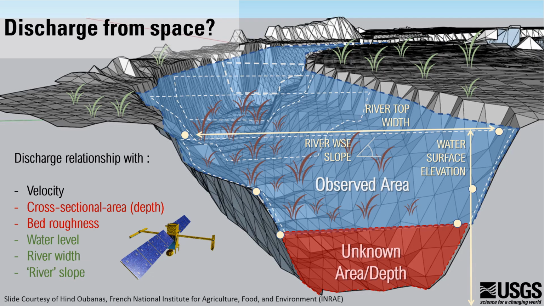SWOT is also one of the first satellites that we can really look at stream flow from space, which is very exciting. SWOT will measure changes in water level along with simultaneous changes in river width and river slope. What SWOT won't observe is the cross-sectional area or absolute depth of the channel, nor bed roughness or velocity. However, we can use flow law equations to relate the changes in water level, river width, and river slope to overall discharge.